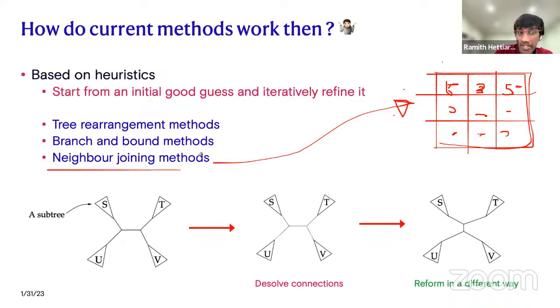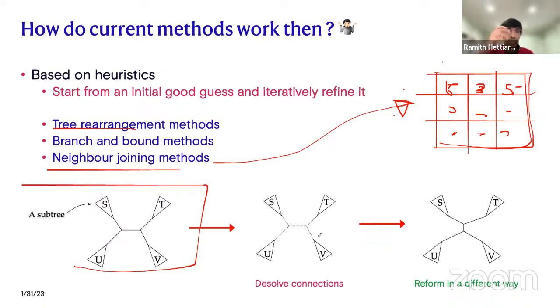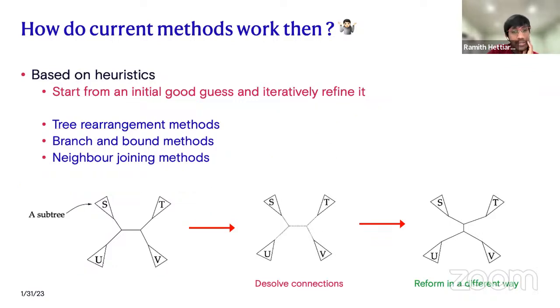And yeah, that's neighbor joining methods, and there are other methods as well, called tree rearrangement methods. So we can swap branches and try to find more tree topologies. So in this work, we are asking the question, can we traverse this tree space in a different manner?